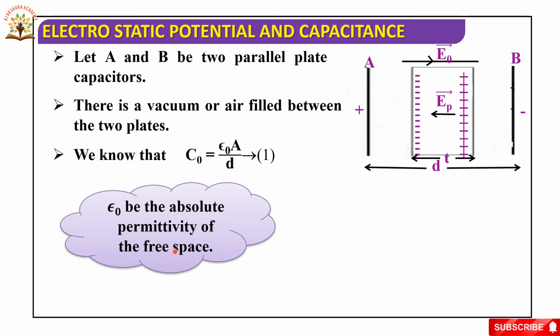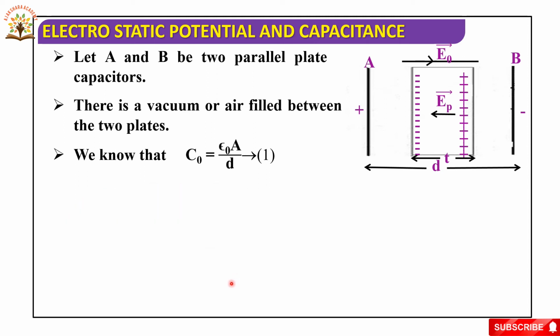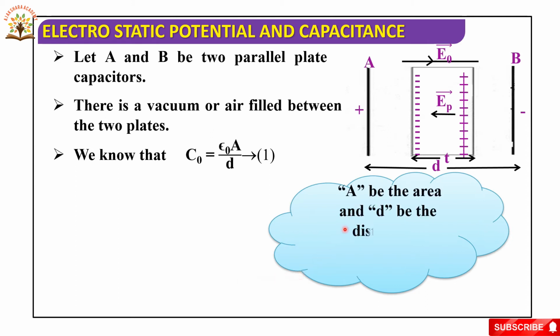Epsilon naught is the absolute permittivity of free space. A is the area and D is the distance of separation between the plates.